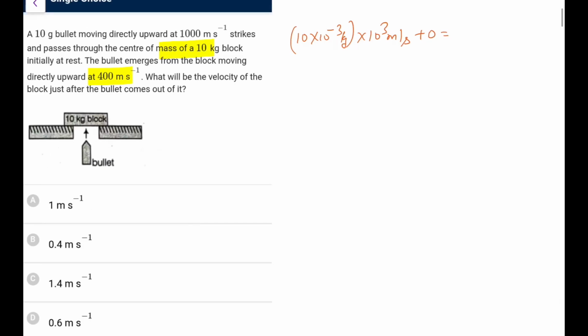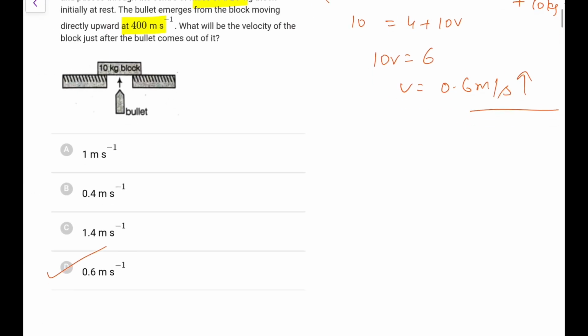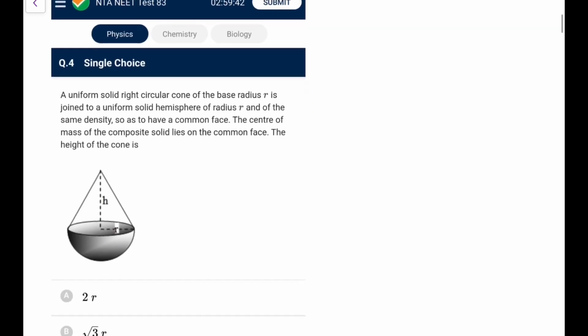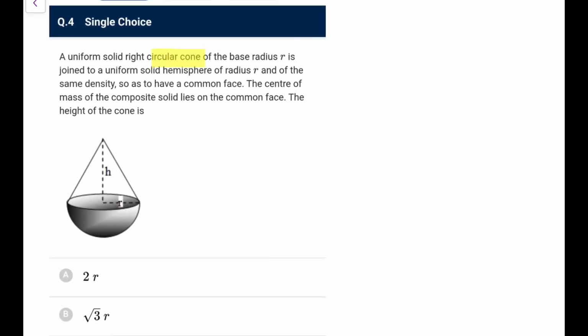And finally what it has is 10 into 10 to the power minus 3, I am not writing unit because that remains same, into 400 plus 10 kg into that V. So if you do this, all are in SI units. This comes out as 4 plus 10V. So 10V is 6, so V is 0.6 meter per second. So it will go up with 0.6 meter per second. So we will go for option D here. So basic momentum conservation.